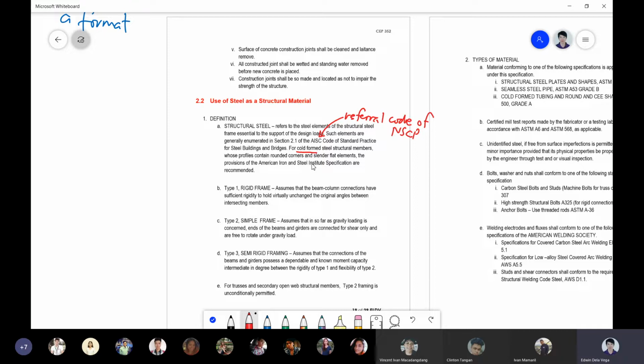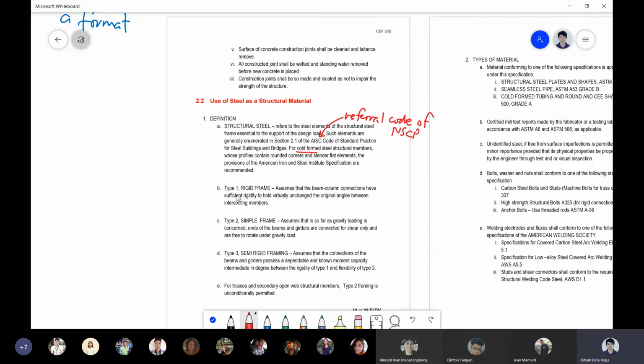So there are a lot of ways on how to manufacture steel. I will give you a video to look into later on the manufacturing process of steel. And these profiles contain round corners and slender flat elements for the cold form. And the provisions of the American Iron and Steel Institute specification are hereby recommended in this. Okay.